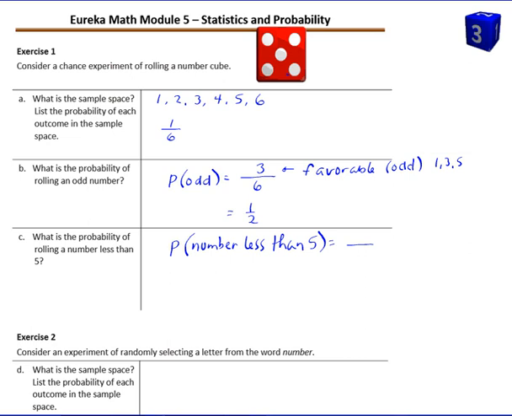Remember that the denominator is the number of possible outcomes. There are 6 possible outcomes. You could roll a 1, 2, 3, 4, 5, or 6. The numerator is the number of favorable outcomes. A favorable outcome in this case is a number less than 5. The numbers less than 5 are 4, 3, 2, and 1. So there are 4 ways that you would be a winner, 4 favorable outcomes. We can simplify that to 2/3. 2/3 of the numbers are less than 5.